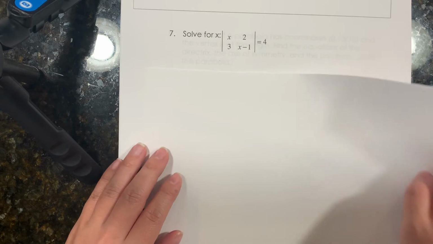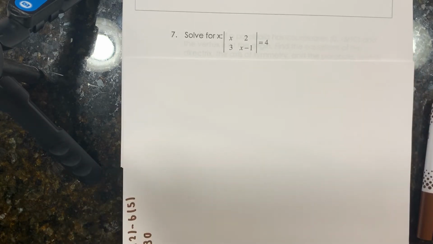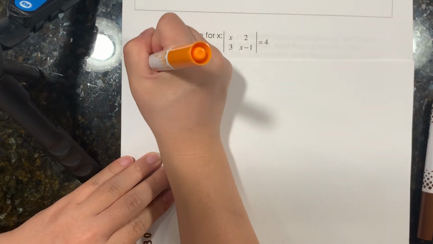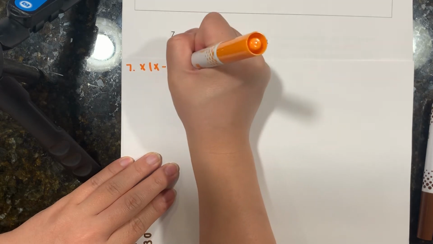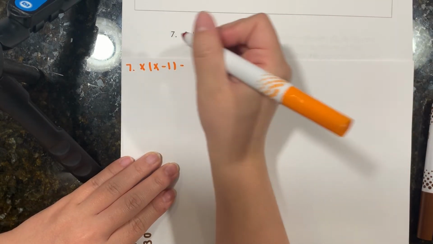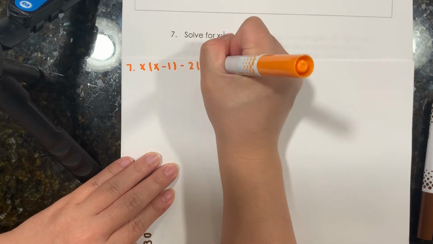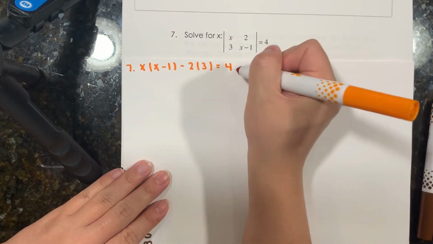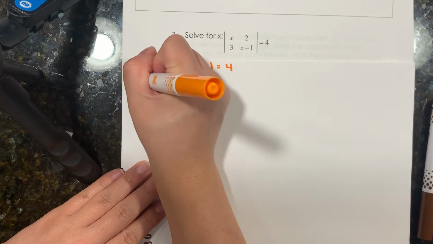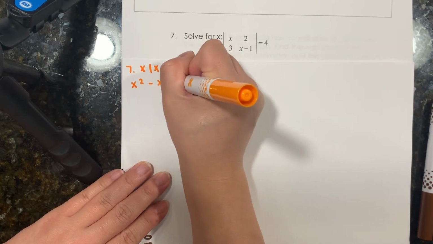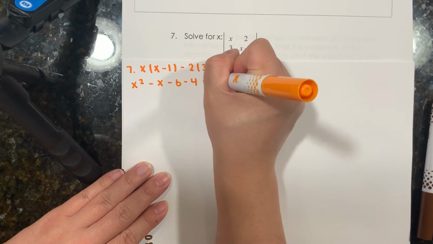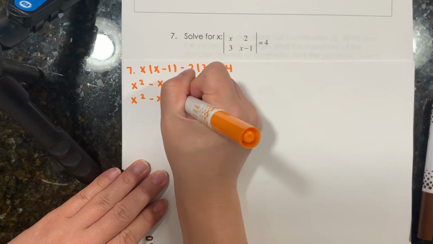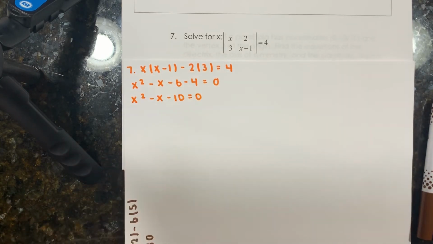Now moving on to number 7. Number 7 is similar, but we're actually solving for x. So you're going to start the same way. You do top left times bottom right, so that would be x times x minus 1. And then you would minus top right times bottom left, so it would be 2 times 3. And that's going to be set equal to 4. So you're solving for x. I'm going to distribute my x and bring my 4 to the left. So that would be x squared minus x minus 6 minus 4 equals 0. And that would give me x squared minus x minus 10 equals 0.